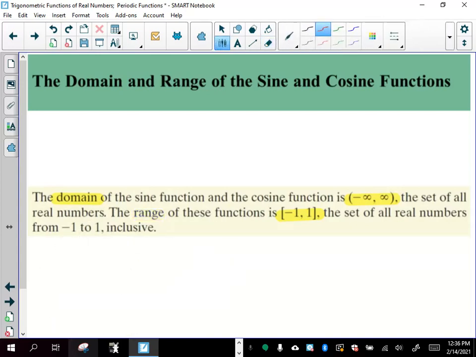So when you're looking at problems, if I ask you what is cosine of t when that value is 3 over 2, you will tell me that that value actually does not exist because that 3/2 is outside of the range. So that's what it's talking about there.